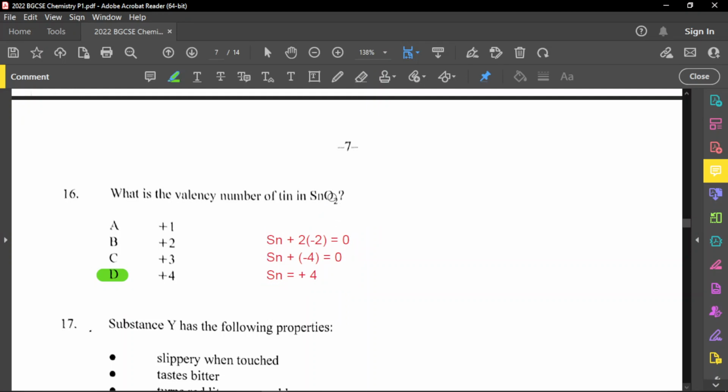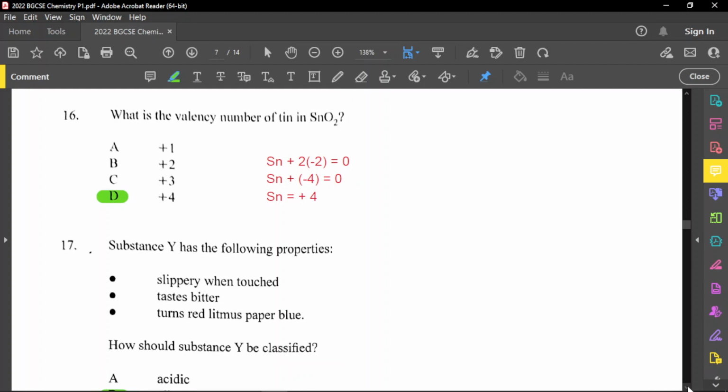The reason for that is because oxygen tends to be negative 2. There's a negative 2 multiplied by 2. That's why I get it here. So that will be Sn plus negative 4 equals 0. And of course, by making Sn the subject of the formula, we have Sn equals positive 4. And so positive 4 is the correct answer. All right?